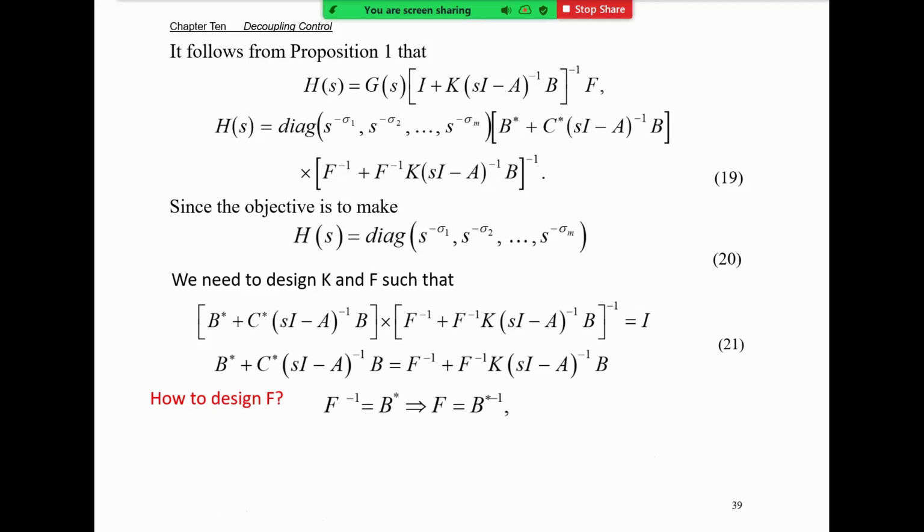And what is the equation for K? F inverse times K equals C star. So now you get the answer. See?